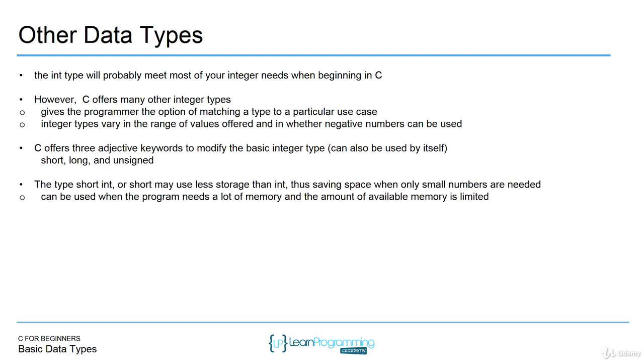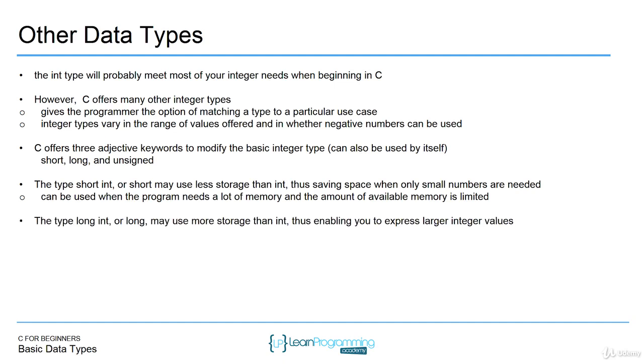So for example, type short int, or short, just short by itself. Like I said, you could use both. It uses less storage than an int, so it can save space. So if you're writing a program that needs a lot of memory, and you need the program to be efficient and not use a lot of memory, you can create shorts. So it allows that flexibility. It makes your code more efficient if you use a short as opposed to an int. You don't have to use a short, but it will use less memory.